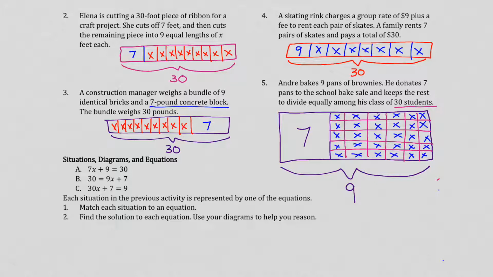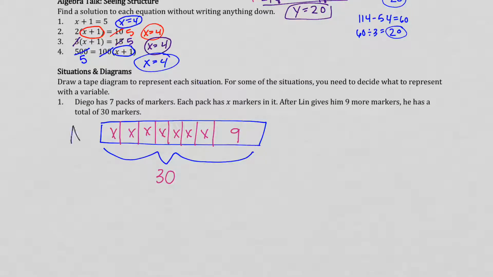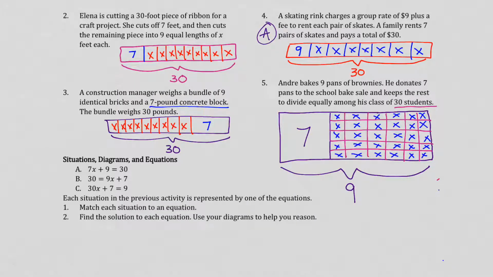Okay. So then, the next one says, match these equations to the situations from before. So we have A, 7x plus 9 equals 30. Well, that's like number 4, right? It's also like number 1. So go back to number 1 and put an A next to it. Then B, 30 equals 9x plus 7. So that'd be like number 3 and number 2. And then finally, 30x plus 7 equals 9. That would be like number 5.